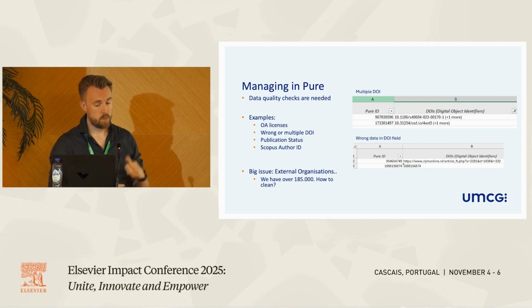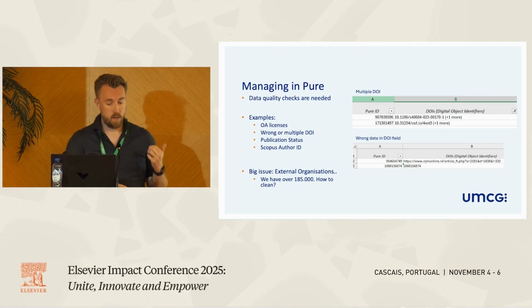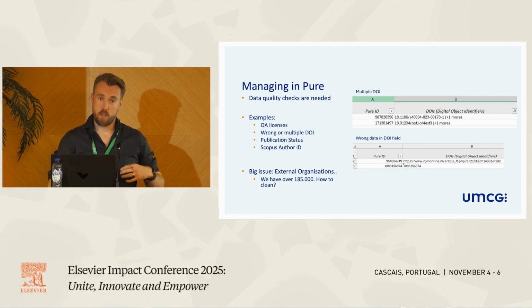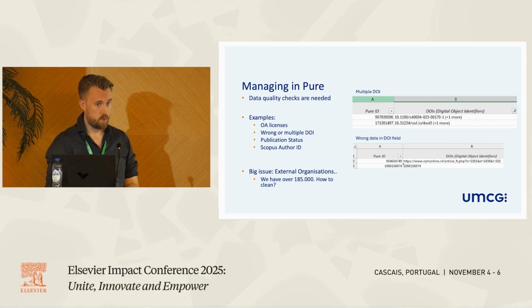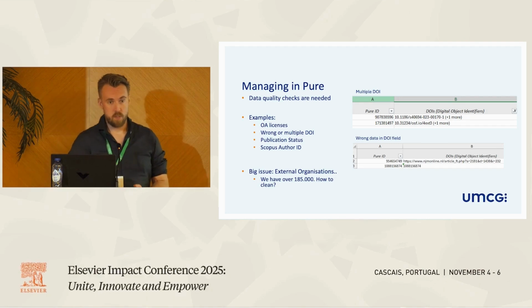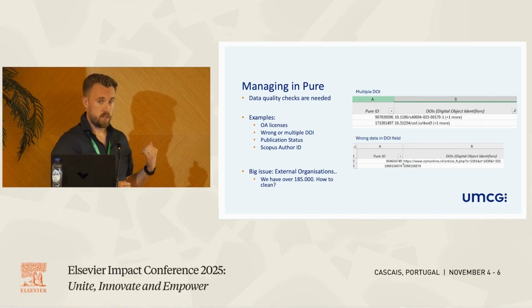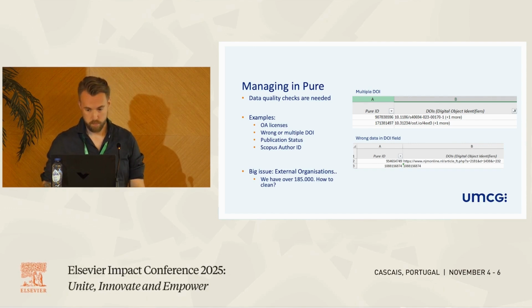Now, there's one big issue that I want to mention here. For us, it is external organizations. We have a lot of data quality that we can just do manually ourselves, but for external organizations, we have over 185,000 in the system, of which, of course, most of them are duplicates, but there is just no way to justify the time that we need to put in to get that fixed.